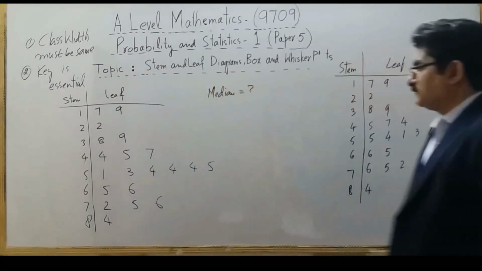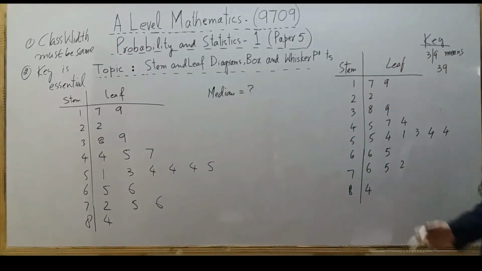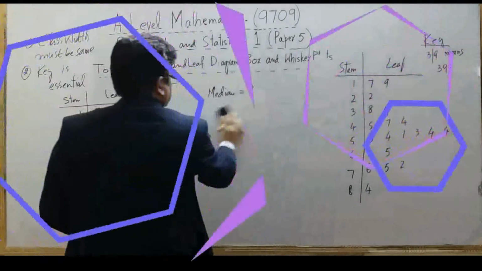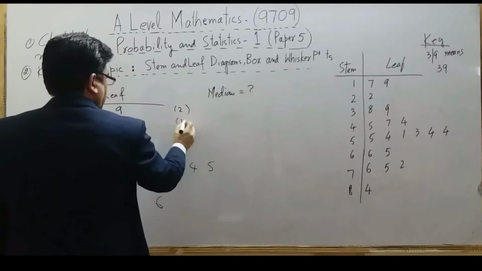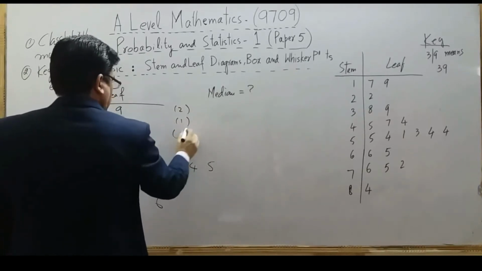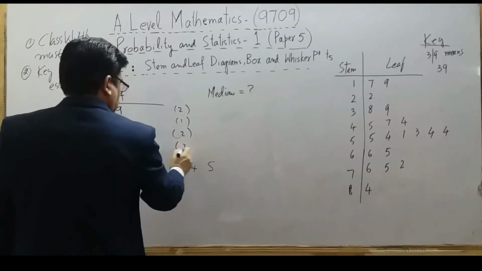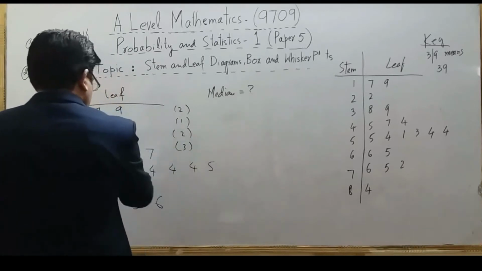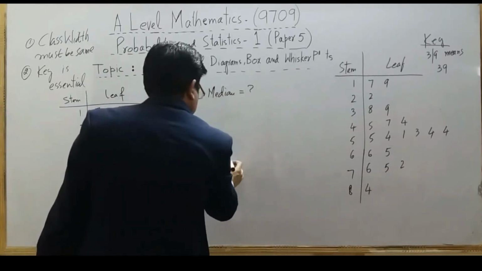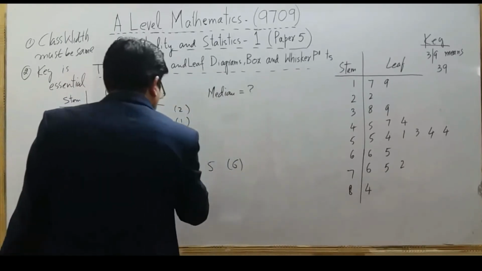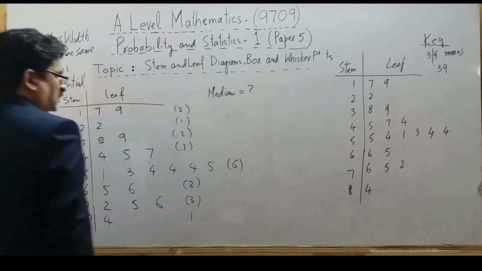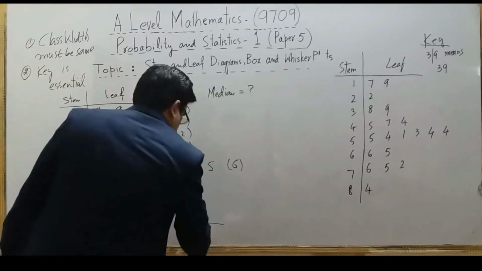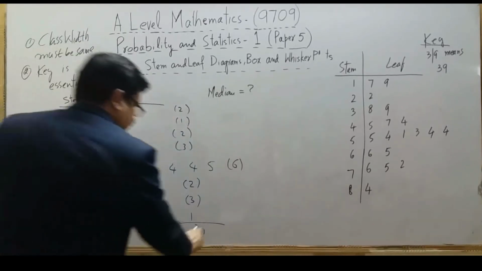now we can easily find the median. See that the total values are 20. You can write over here. These are 2 values, 1 value, 2 values, 3 values, 1, 2, 3, 4, 5. Here we have 6 values. Here we have 2 values, here we have 3, and here we have 1. Now if you add, you will get a total of 20 values.